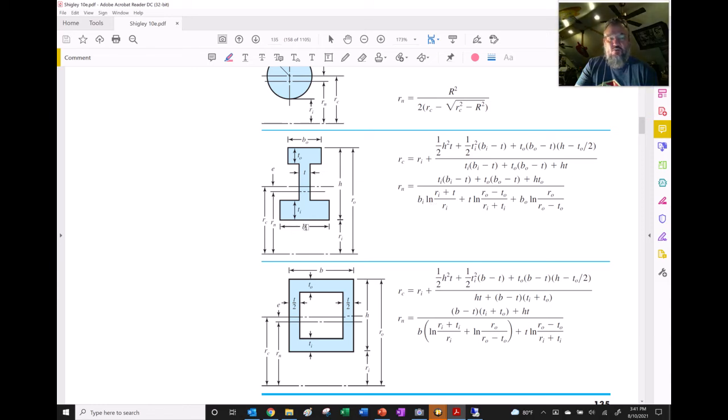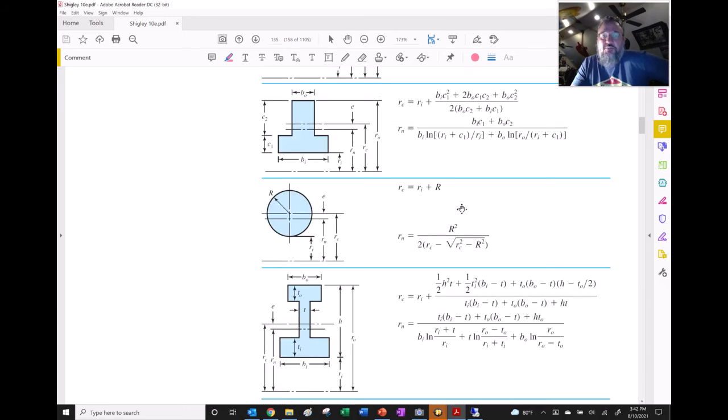Bi, which is this width right there, is the natural log of Ri plus T divided by Ri. And let me double check on something, because I'm forgetting what is wrong with this equation. I happen to know it's wrong, and I didn't write it down here. I really should have written it down. So be on the lookout.